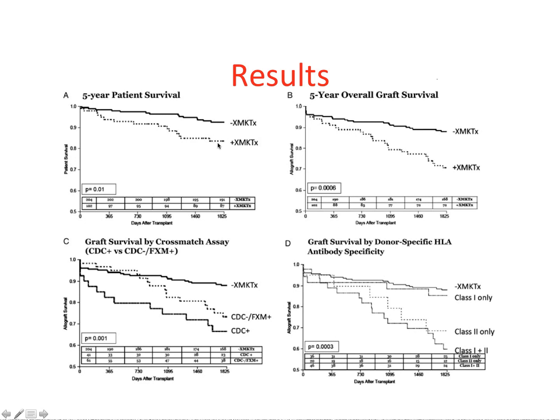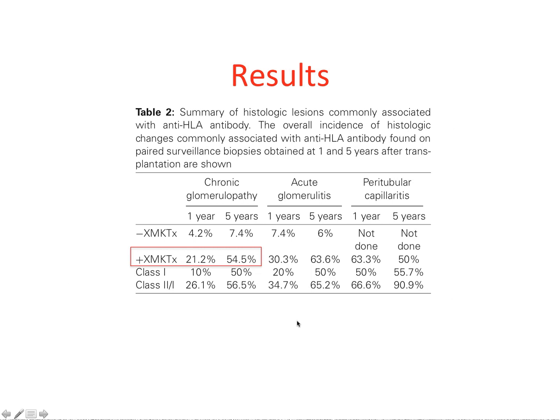So patient survival is not as good, as you can see, and that reaches statistical significance. Graft survival is not as good, as you can see. And you can see that probably the results for patients with class 2 antibody are significantly worse than those with class 1. And again, this phenomenon of the flow cross-match patients being better than the CDC positive cross-match patients.